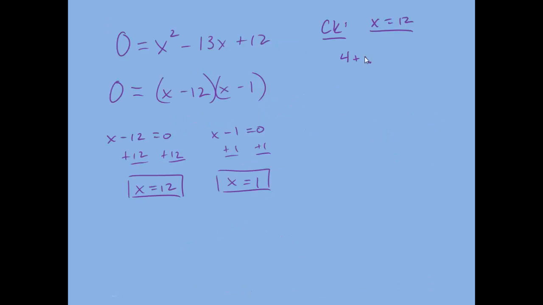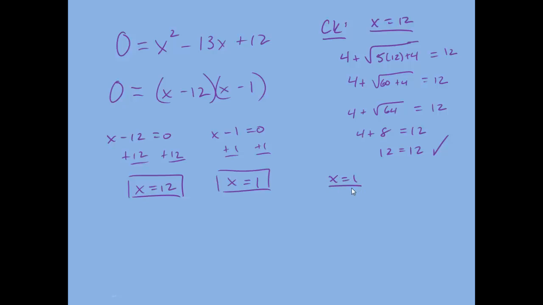Alright, so 4 plus the square root of, now we said it was 5x, so it'll be 5 times 12 plus 4 equals x, so x is 12, so I'm subbing 12 in there. And now we're just checking this. So it's 4 plus the square root of, 5 times 12 is 60, plus 4 equals 12. We get 4 plus the square root of 60 plus 4, which is 64, equals 12. Now we can evaluate the square root. We get 4 plus the square root of 64, which is 8, equals 12. And then we get 12 equals 12. So that checks out.